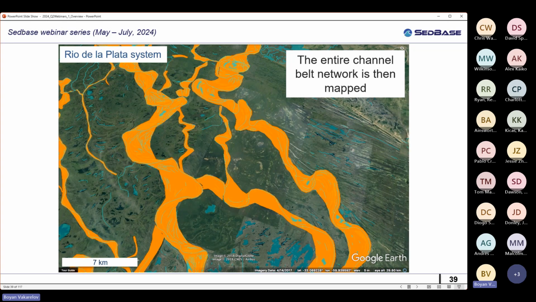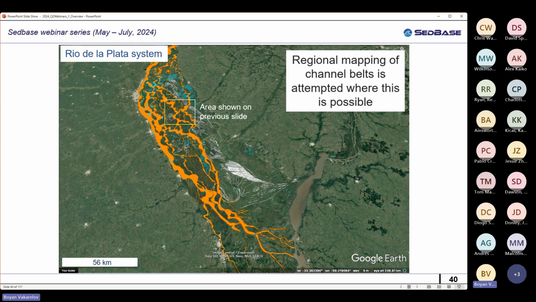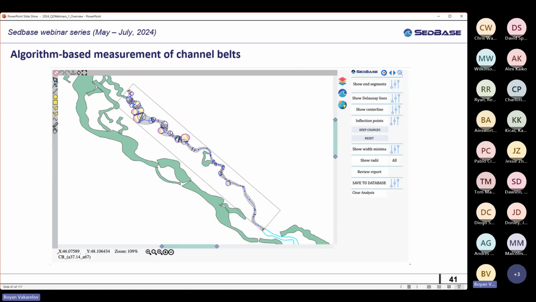Now we do this for all channel belts that we can map. And again, we've gone around the world and we have tried to map as many of these things as we've been able to. So we end up with very irregular looking shapes very often. We do this regionally. Okay, and we have done this in 32 different systems around the world.